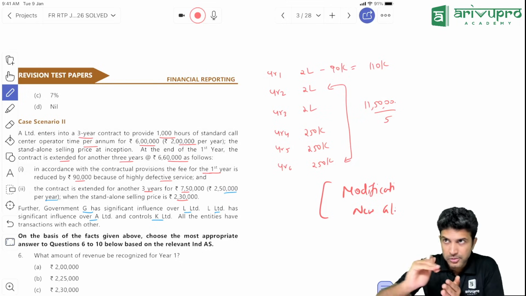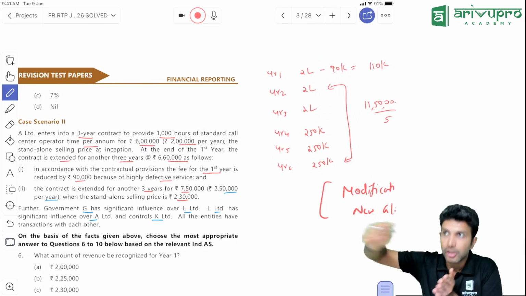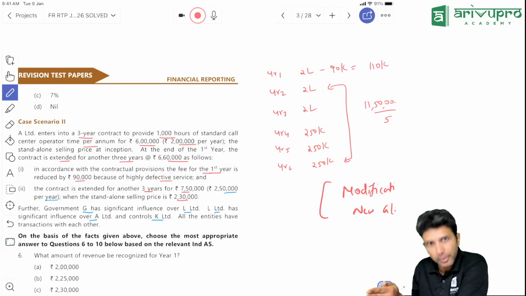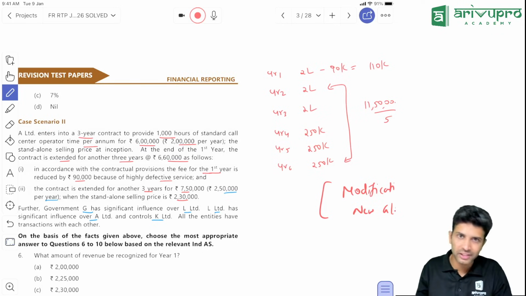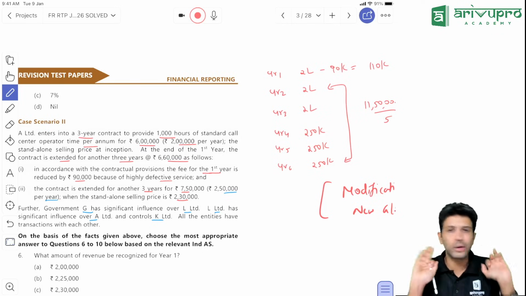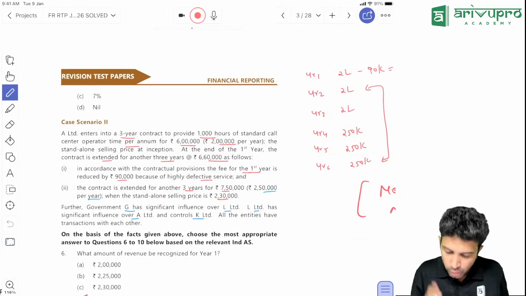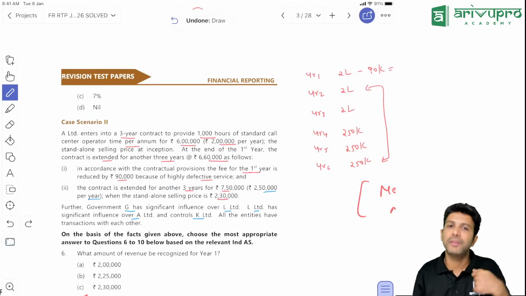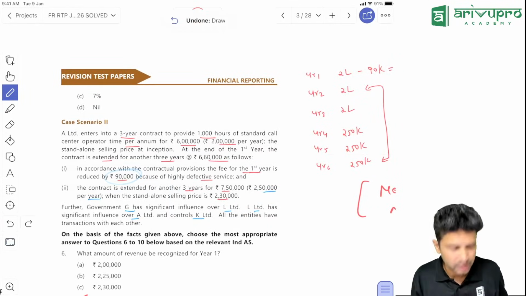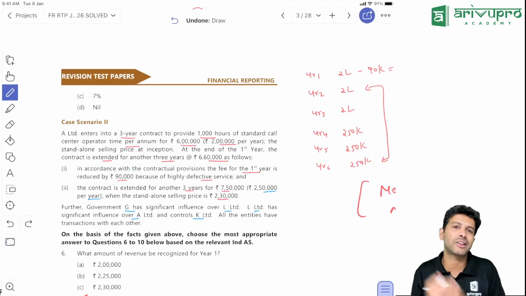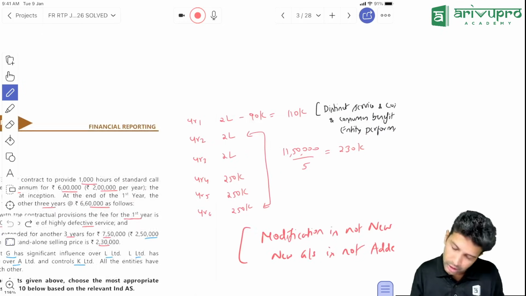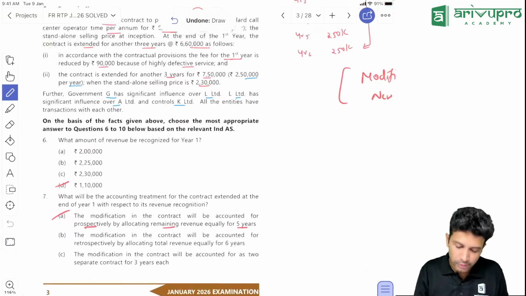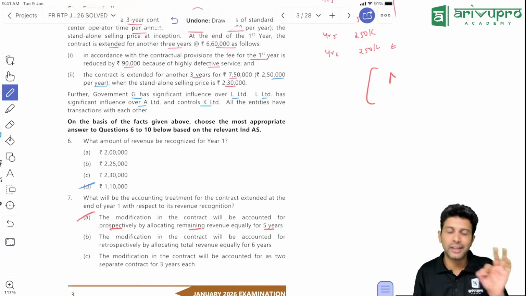Meaning this adjustment will be done on a prospective basis. So whatever adjustment you need to do, do it from now onwards. Whatever revenue we have already recognized, no need to touch that. Fine. Now, first year, what is the revenue? 2 lakh. But will we get 2 lakh? No. Due to faulty work, the customer is saying I will reduce 90. So there is certainty in collection only for 110. So in the first year, you will recognize revenue only for 1,10,000. 2 lakh minus 90 is 1,10,000.